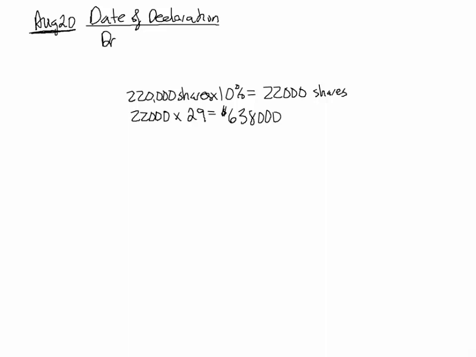So we've got a debit to stock dividends, or of course, what I'm going to use is retained earnings. And that's $638,000. We're going to credit, what account are we going to credit for that $638,000? No, we're not going to use dividends payable, and I'm so glad you said that, Nicole, because it is the number one thing I see on the final exam.